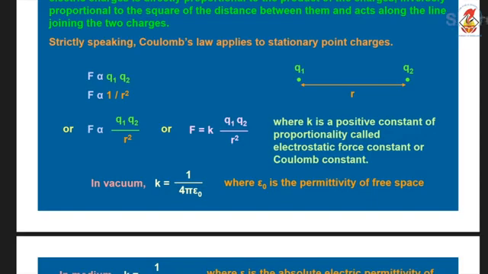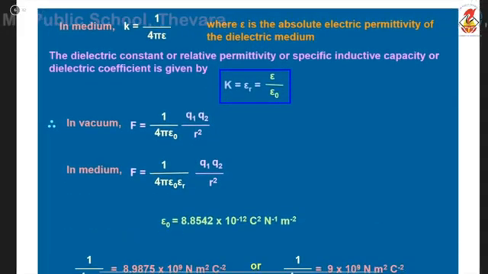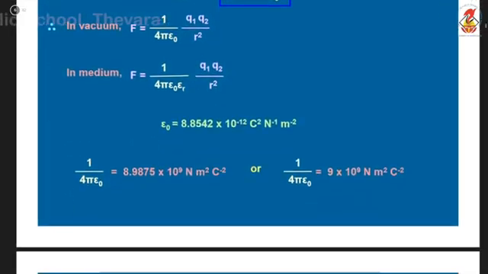K has one value. In vacuum, the value of k is 1 by 4 pi epsilon 0, where epsilon 0 is the permittivity of free space. So putting the value of k in the above equation, we will get F in vacuum as 1 by 4 pi epsilon 0 q1 q2 by r square.